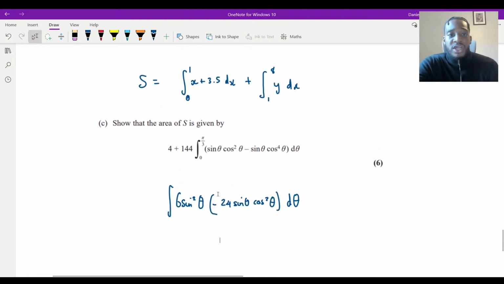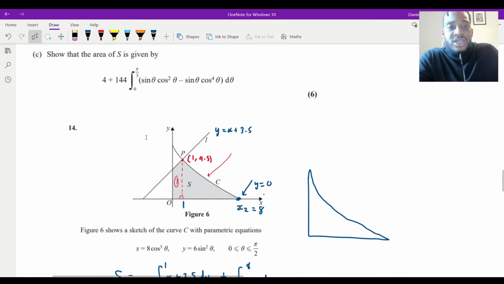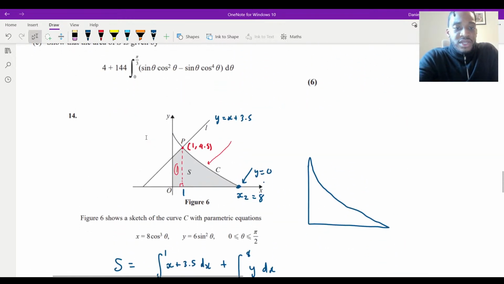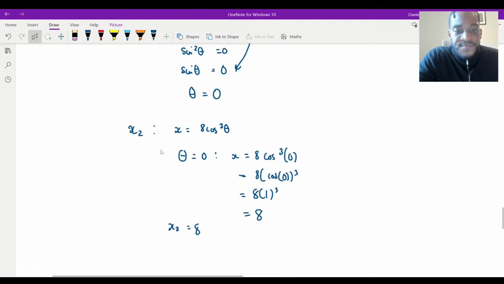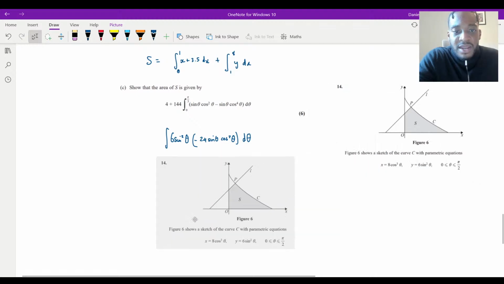I'm going to do this part. So there's two parts. Remember the area of S, which is what they're asking us for. Let's get the picture again. Sorry, this is a long question. I'm just going to copy this here, just so it's clear. I should make sure that we get this correct, and it makes sense.